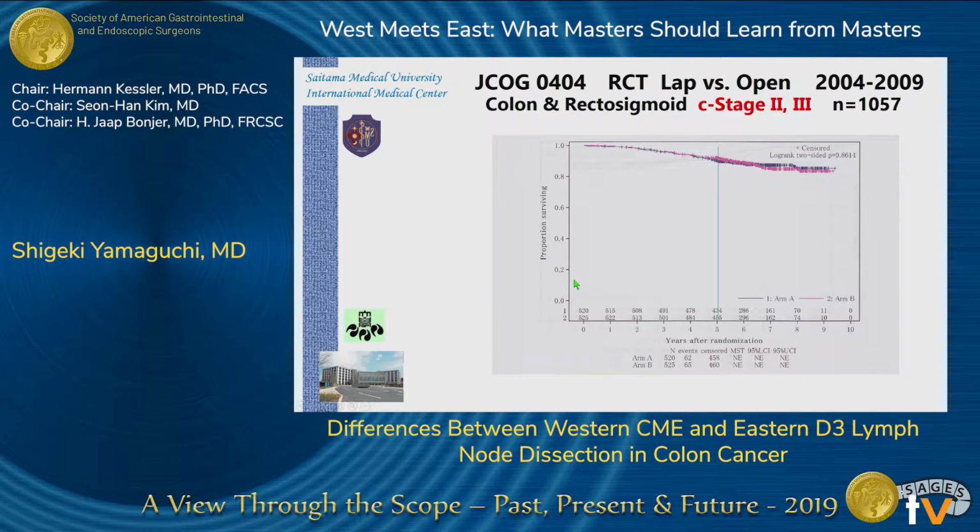First of all, I'd like to introduce the Japanese experience of the one randomized control trial. This is JCOG 0404. It is on clinical stage 2 and 3 colon and rectosigmoid cancer. The overall survival of both groups is over 90% at 5 years. But non-inferiority was not demonstrated from this data, but the overall survival is now going up over 90%.